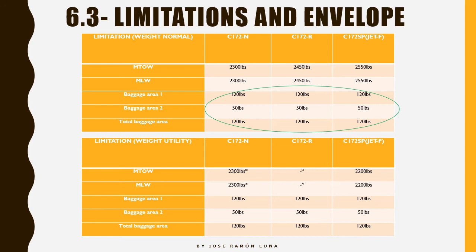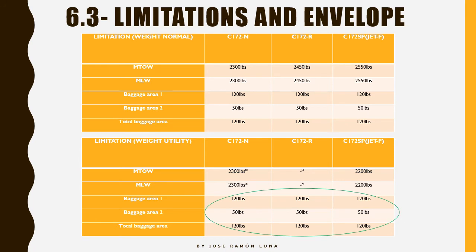Yes, the baggage area 1 limitation is 120 pounds in all of them. Baggage area 2 is 50 pounds in all of them, and the total baggage area is 120 pounds. So we cannot fit 170 pounds, okay? The maximum total is 120. It can be divided between both, but the maximum is 120.